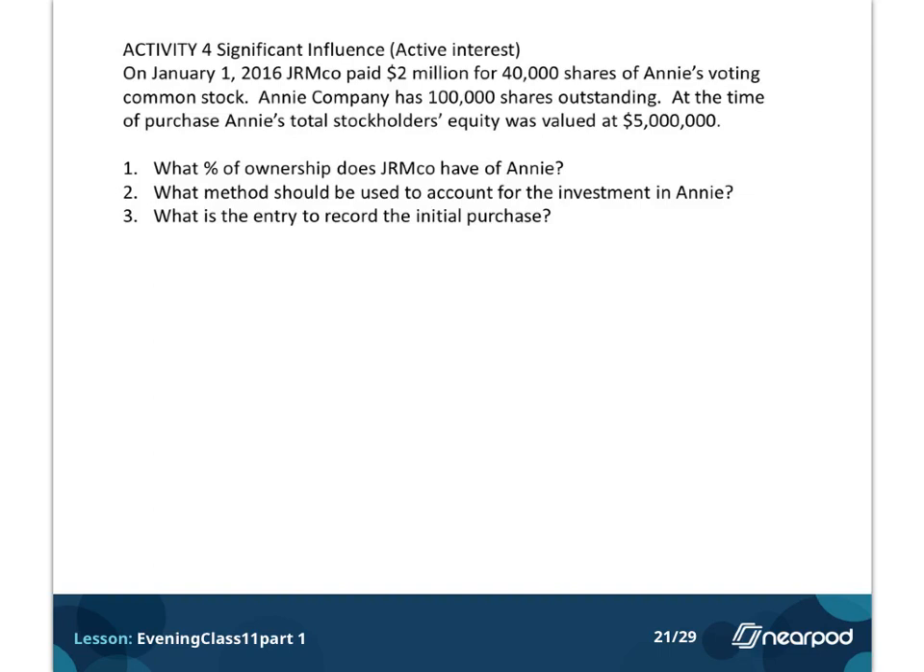All right, so now we're going to look at our active investment. Here we are going to buy some Annie's common stock. We're going to buy 40,000 shares. There's 100,000 shares outstanding. The total stockholders' equity was valued at $5 million. So what percentage ownership are we going to have? You can do that pretty quick. Division, 40,000 divided by 100,000 is 40%. This means we're going to have to use the equity method because we are falling in that range between 20 and 50. What is the initial entry?